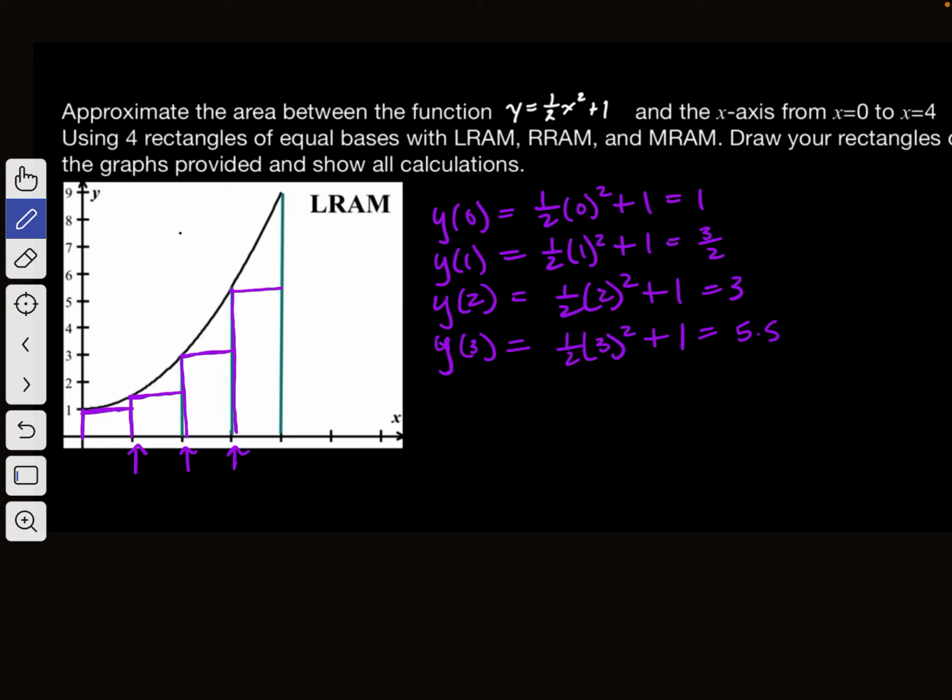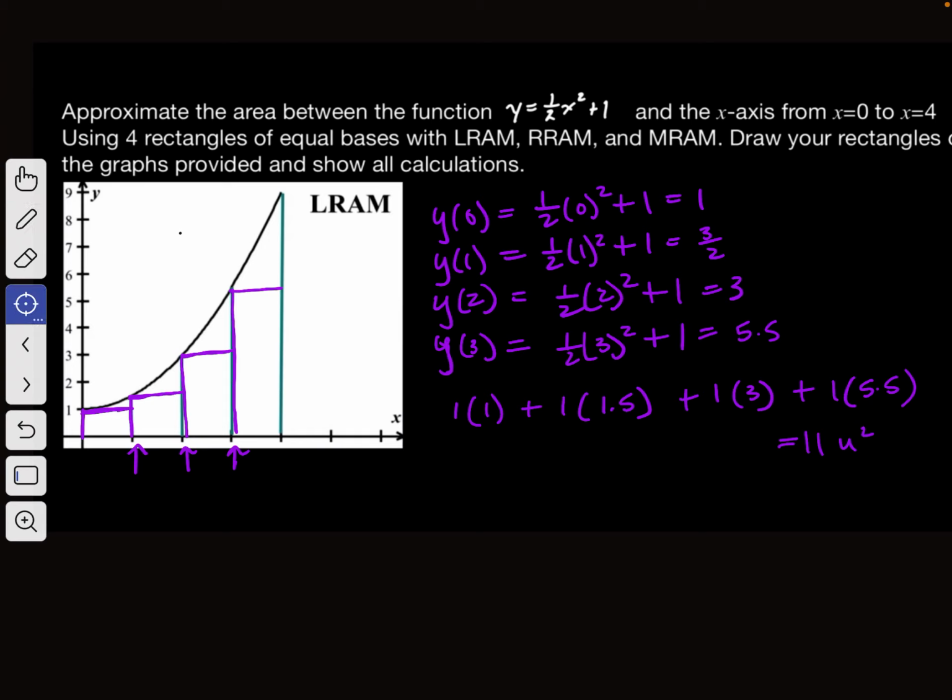Okay, so these are the heights, so let's find the area. So the first rectangle has a base of 1 and a height of 1. Second rectangle has a base of 1 and a height of 3/2, or 1.5. I'm going to go ahead and put them all in decimals just to make my life easier. Next rectangle has a height of 3 with a base of 1, and the last one has a height of 5.5. And when I add these all up, I get 11 units squared.